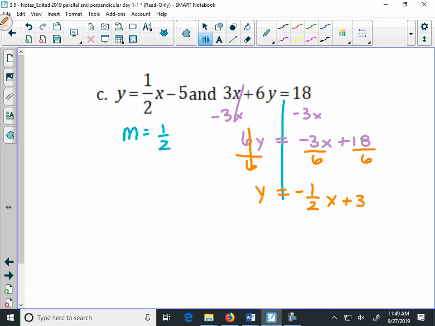Okay. So now that we solved for y, what's the slope of this line? It's not parallel because the slope is negative 1/2. They don't match perfectly, so they are not parallel.